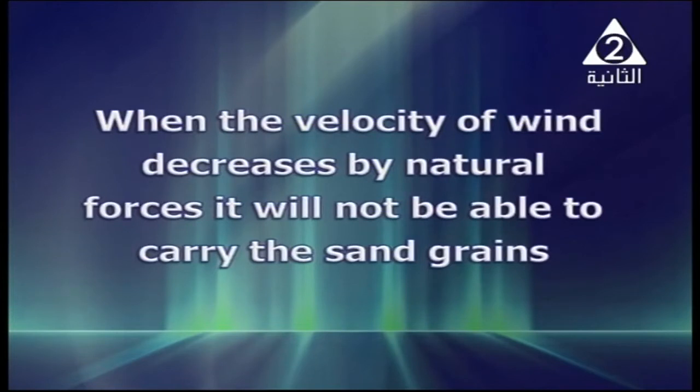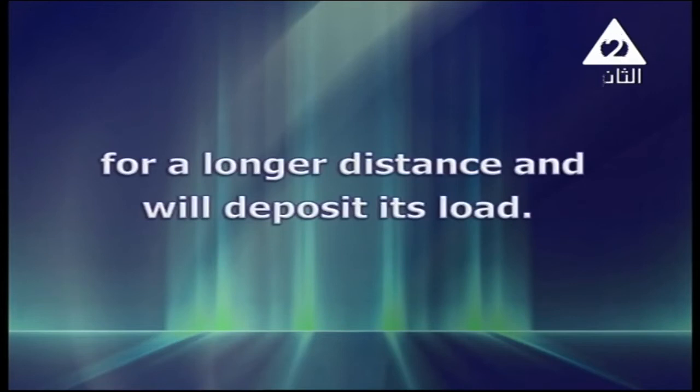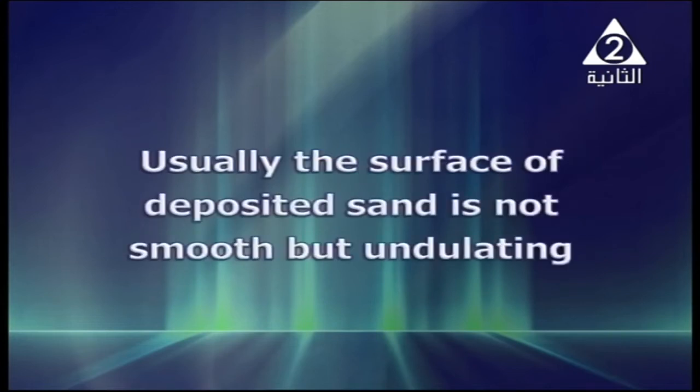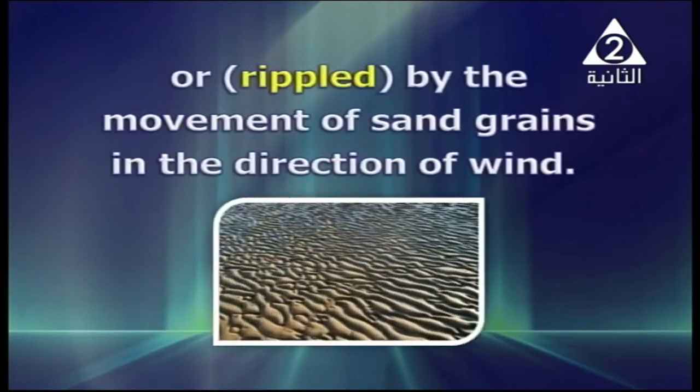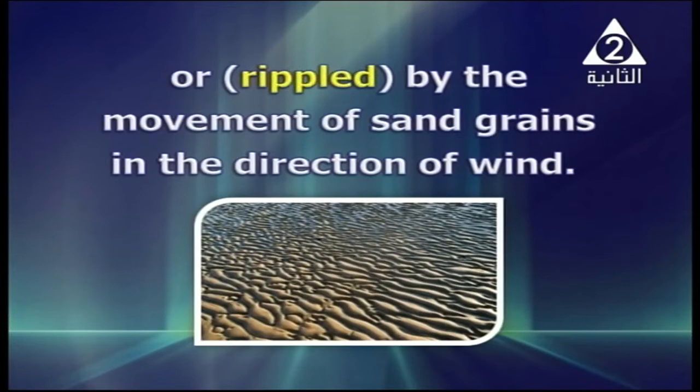Now, my dear students, we'll discuss the aggradational factor of the wind. When the velocity of wind decreases by natural forces, it will no longer be able to carry the sand grains for long distances and will deposit its load. Usually, the surface of the deposited sand is not smooth but undulating or rippled by the movement of sand grains in the direction of wind, as you see in the figure in front of you.